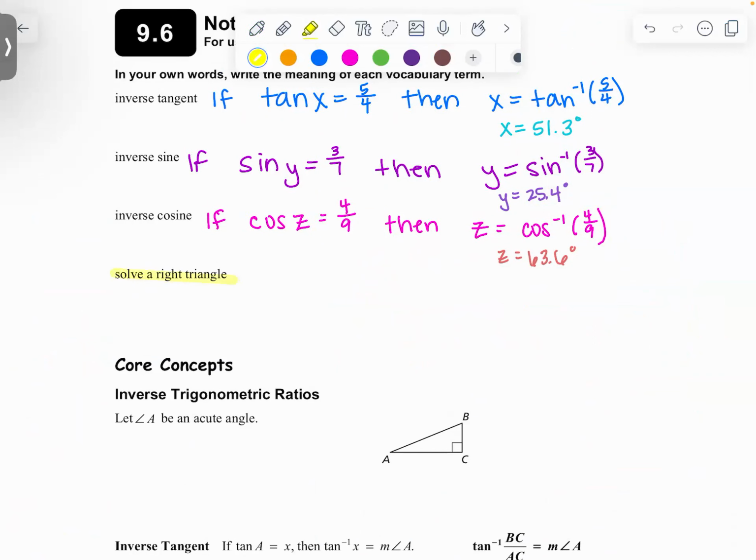Okay, I want you to go back up to the top of the page where it says solve a right triangle. If you are ever given the instructions of solve the right triangle, that means you need to find all the sides and all the angles. So if they give you 2 sides and 1 angle, you need to find the rest.